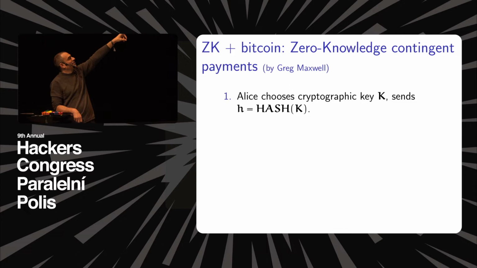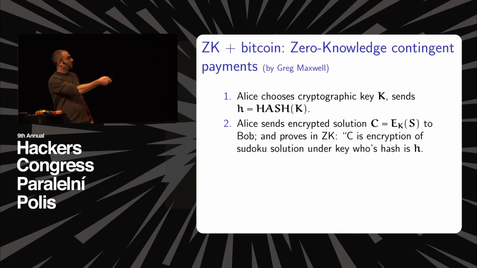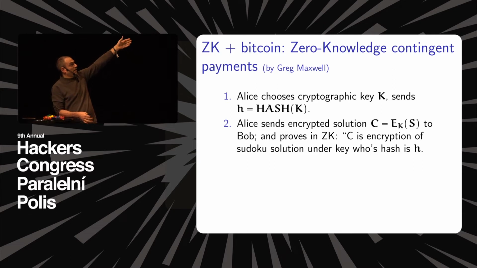So Alice is going to choose an encryption key K, hash it, and send the hash H of it. And now Alice is going to send an encryption C, with this key K, of the Sudoku solution S to Bob. And she's going to prove in zero knowledge that C is an encryption of a Sudoku solution under a key whose hash is H.